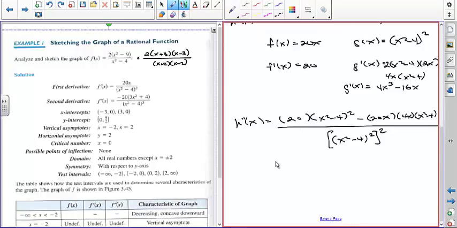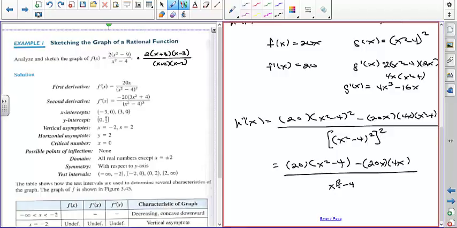So you lose one of those, so you get 20 times x squared minus 4 to the first power. Here it cancels that out completely, so I get 20x times 4x over, and instead of this being to the 4th power, so something squared is to the 4th power, you get x squared minus 4 cubed.